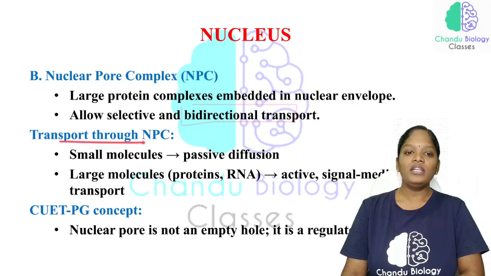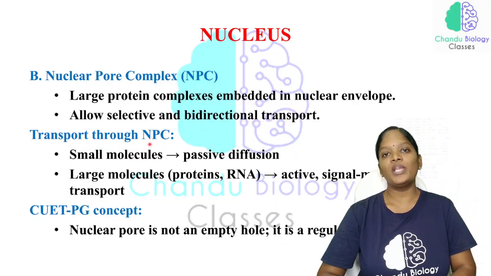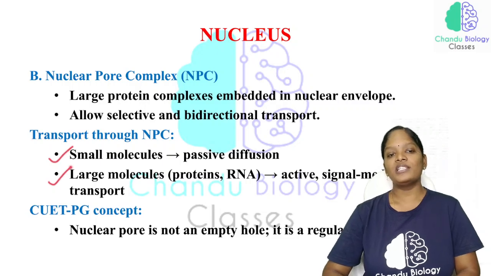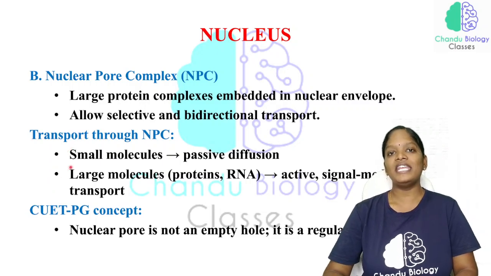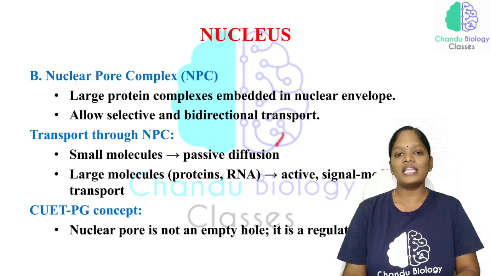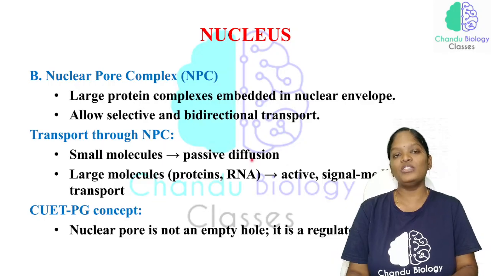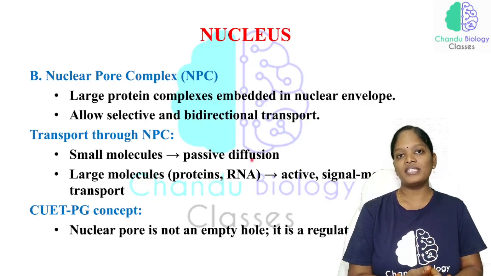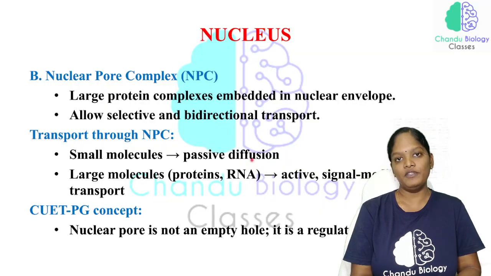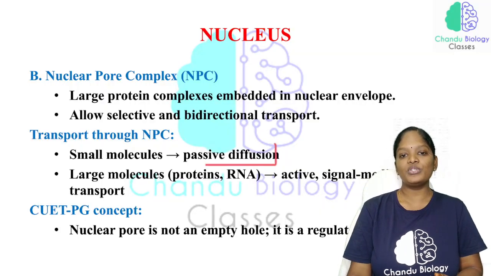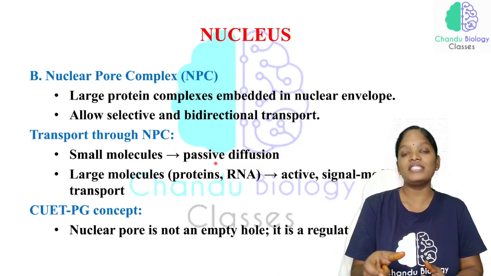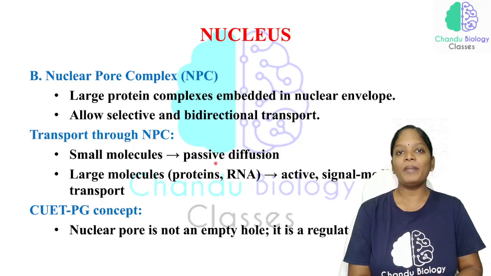Now, what are all the things transmitted through the nuclear pore complex? That is the smaller molecules and the larger molecules. Smaller molecules don't need any help; they simply diffuse through the envelope. In yesterday's class we discussed the plasma membrane, where we studied active and passive diffusion. In passive diffusion, very small molecules can easily diffuse through the envelope, so that doesn't need any energy. That is passive diffusion.